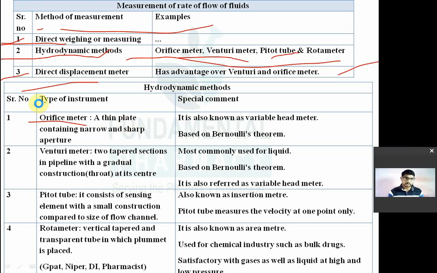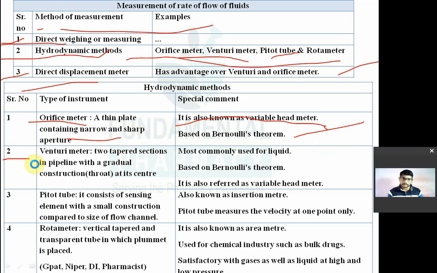So first one is an orifice meter. इसमें क्या होता है, इसका कंस्ट्रक्शन होता है थिन प्लेट कंटेनिंग नैरो एंड शार्प अपर्चर, दैट इज अ ओरिफिस मीटर. इसके बारे में इसका डायग्राम आपको दिखा दूंगा. Remember, it is also known as variable head meter. Orifice meter is also known as a variable head meter, and again it is based upon the Bernoulli's theorem.